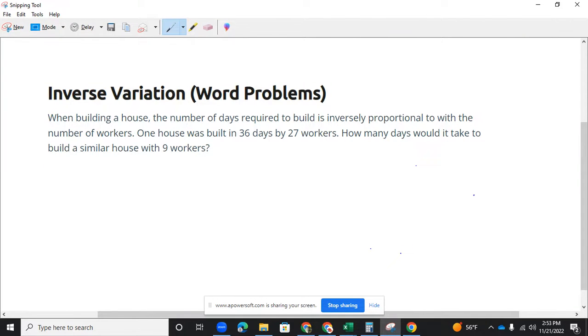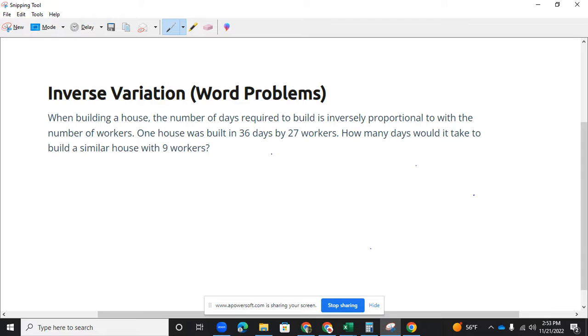Okay, so we have one word problem here, inverse variation with time work type of problem. When building a house, the number of days required to build is inversely proportional to the number of workers. One house is built in 36 days by 27 workers. How many days would it take to build a similar house with only 9 workers?